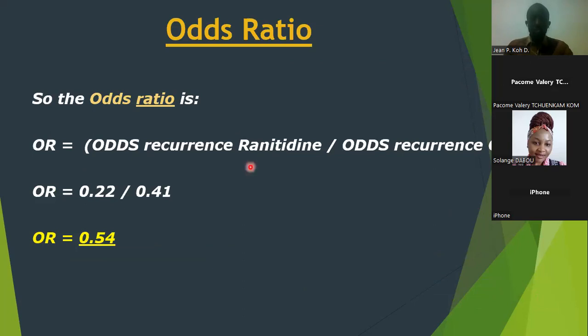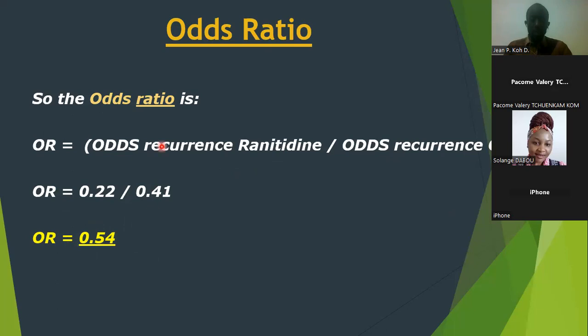And what is then the odds ratio? The odds ratio is simply the odds of reoccurrence with ranitidine that we calculated, divided by the odds of reoccurrence with cimetidine, that's 0.22 divided by 0.41, and then you have 0.54. From these results, you can already do some interpretation, even though you cannot say whether it is significant or not. So see, the numerator is the reoccurrence when treated with ranitidine. Okay, so we interpret it in this way.